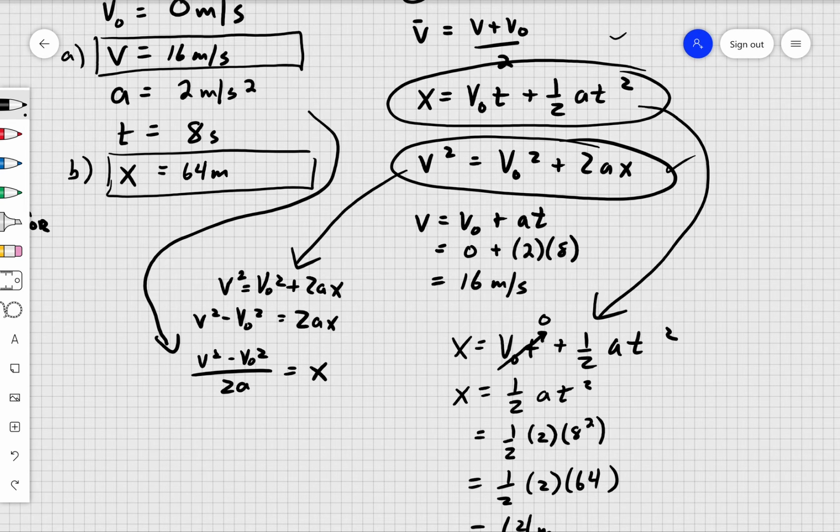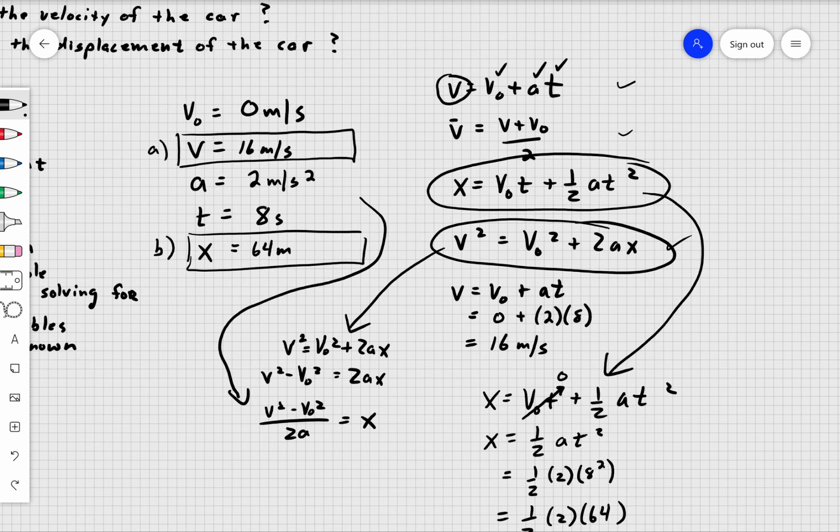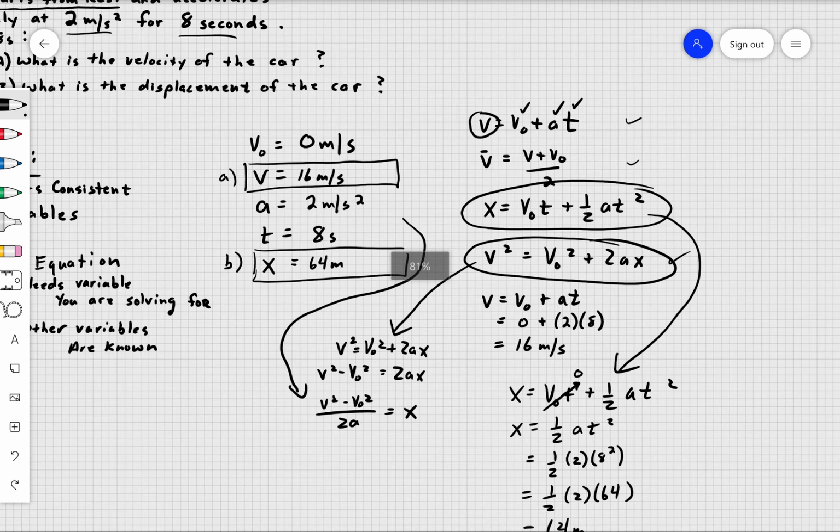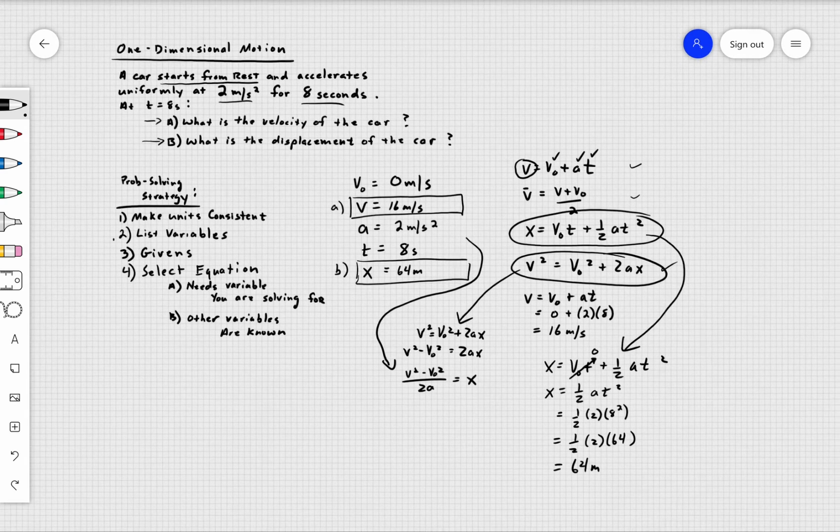Now, this problem is solved. I know that the solution is rather large on this page. Let me try to bring this down a little bit. I hope you can see that. So here's the entire solution.